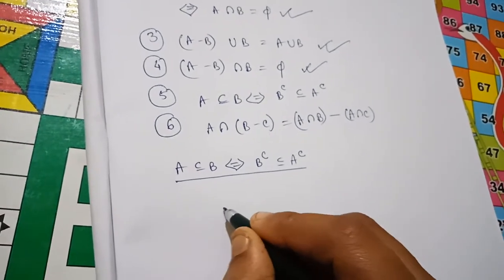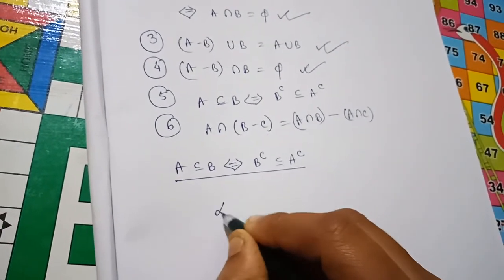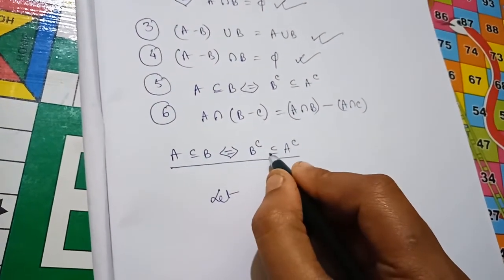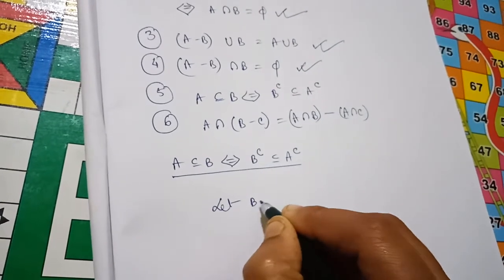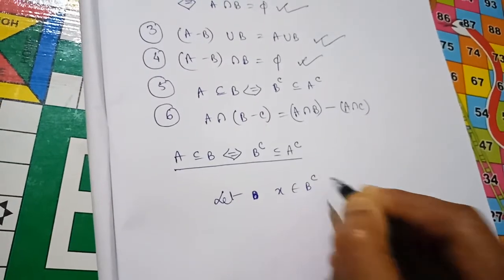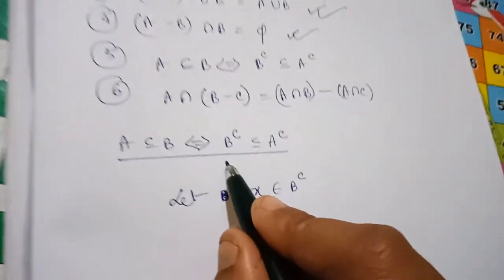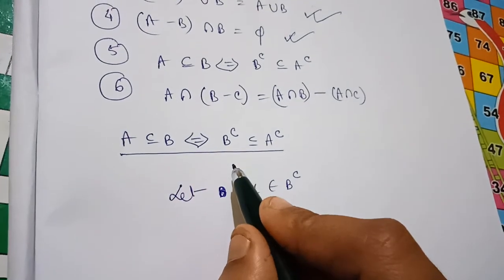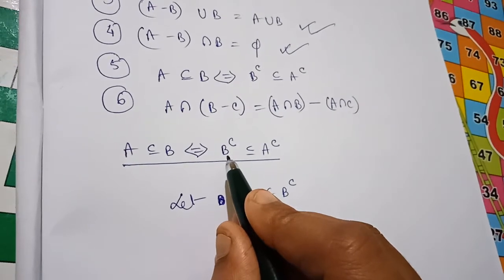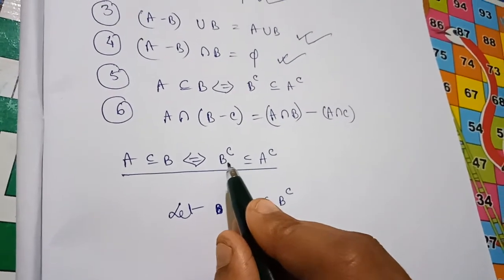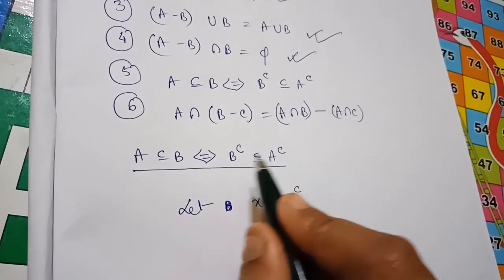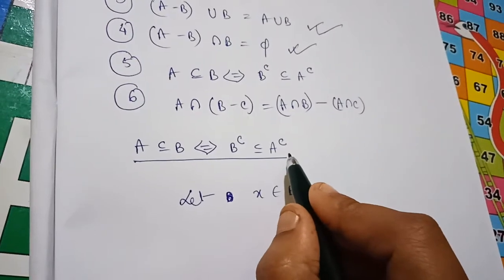So firstly, we have this condition, we need to prove it. Okay, so let any element x belong to B complement. Just let me remind you of the subset definition: if an element belongs to a set and it implies that the element belongs to another set, then the first set will be a subset of the second.